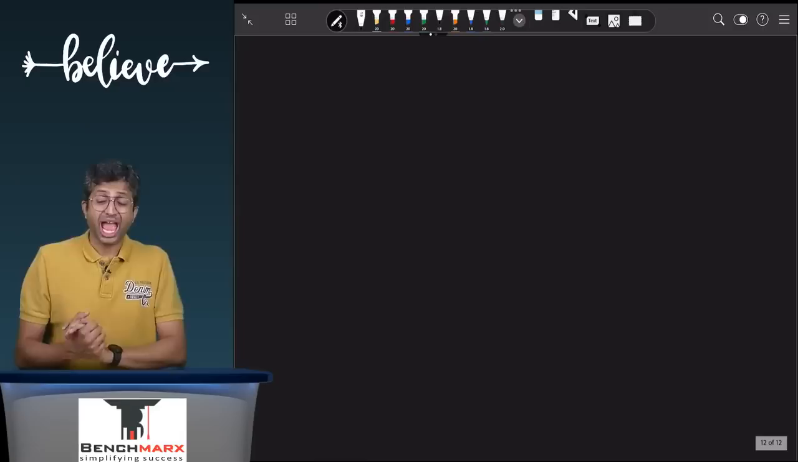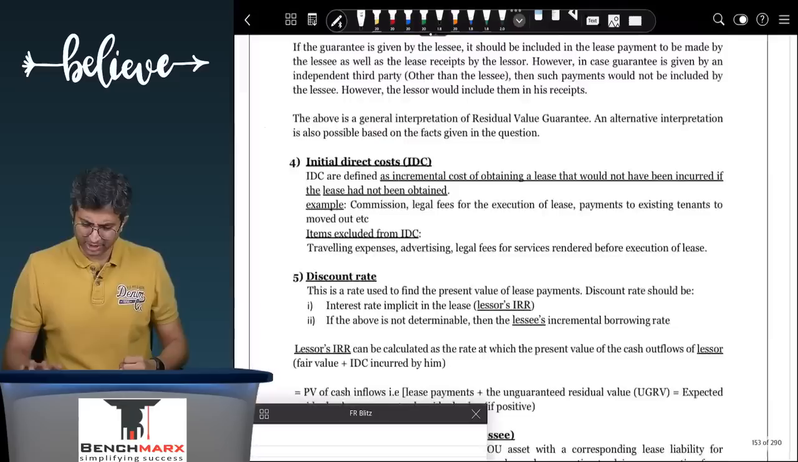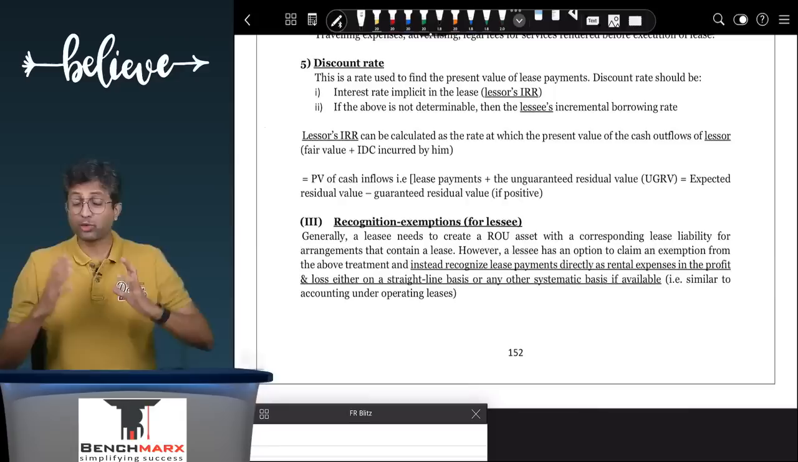And before we go to the core accounting, we would want to understand certain optional exemptions which are also permitted. So there are a few key terms. You can just refer them. And then we go to the next part, before we go to the accounting, of optional exemptions.